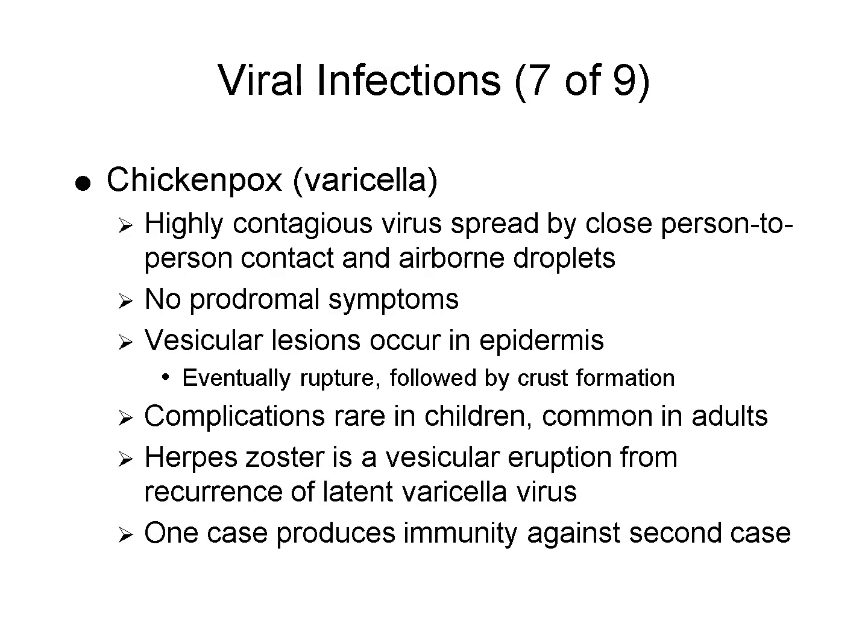Chickenpox is a highly contagious illness caused by the varicella zoster virus. It presents with itchy vesicular lesions that rupture and crust over. Complications are rare in children, but more common in adults. Herpes zoster, or shingles, occurs when the dormant virus reactivates later in life, often causing a painful rash.